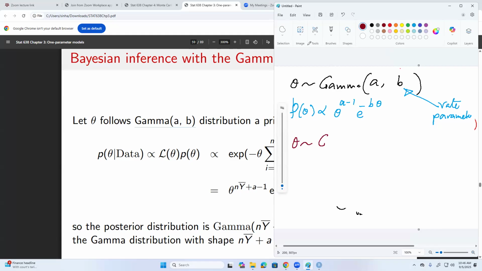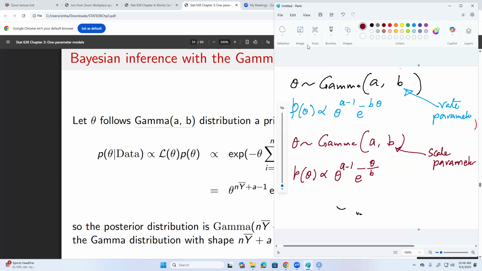Now, if I say theta follows gamma(A, B), where B is the scale parameter, then p(theta) will be proportional to theta to the power A minus 1 e to the power minus theta over B. So depending on what you want, in my homework or in my exam, I will definitely specify what that B stands for, whether it is the scale parameter or the rate parameter.